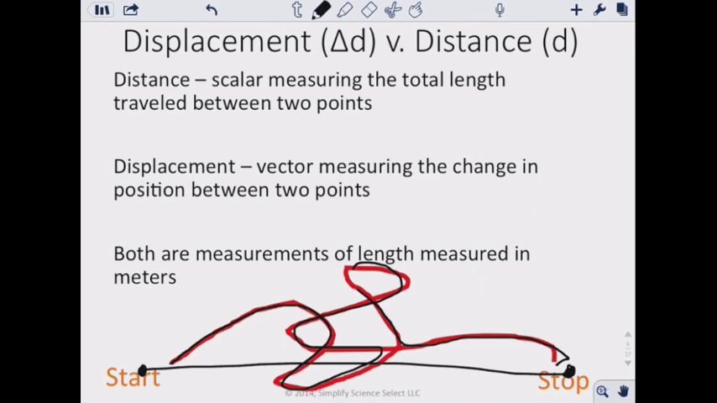Another way to think of it: if you plan a trip and put the coordinates into MapQuest, MapQuest is going to give you a distance that you're going to travel. If you look on a map and draw from where you're starting to where you're finishing and measure that, that's going to be your displacement. So two different things.